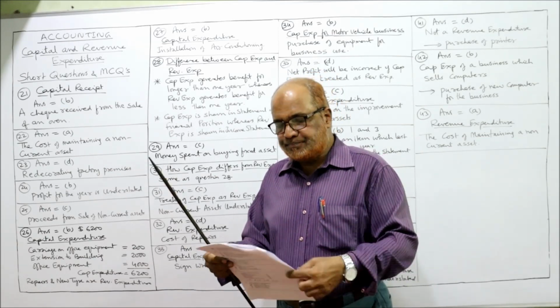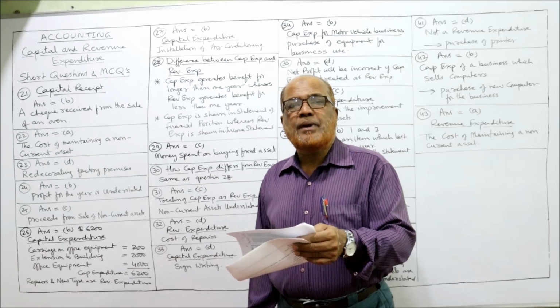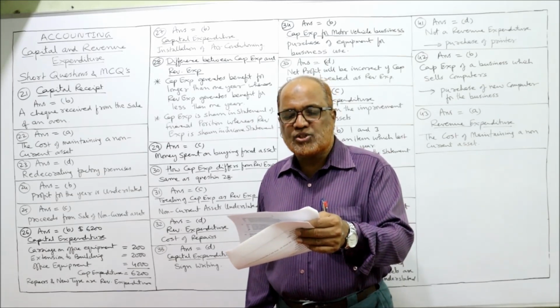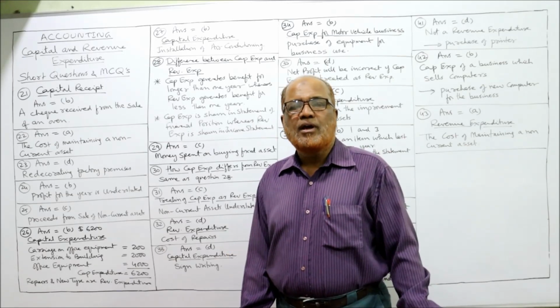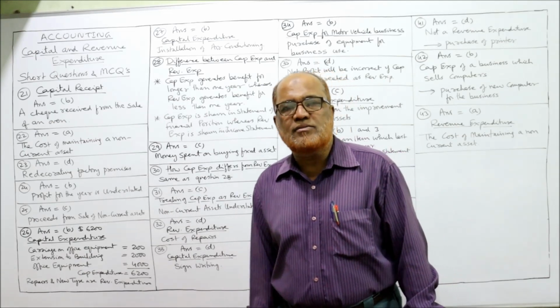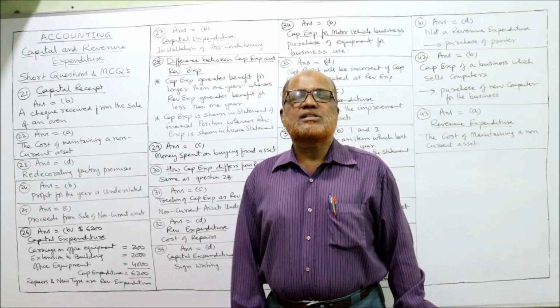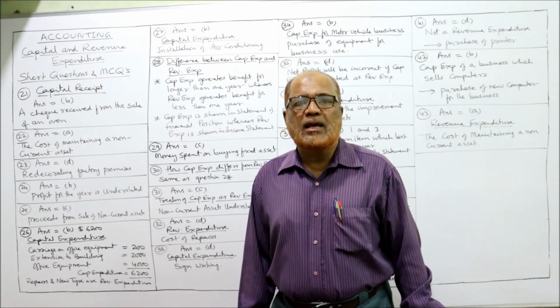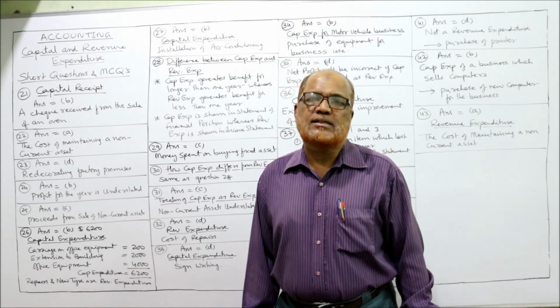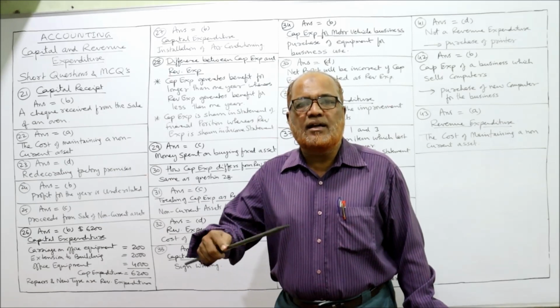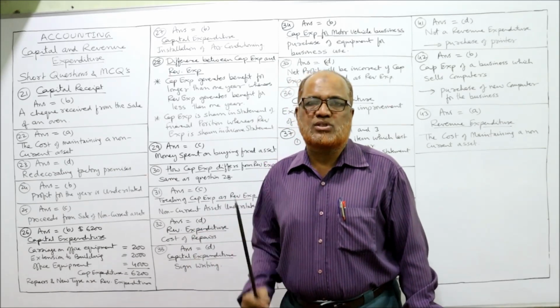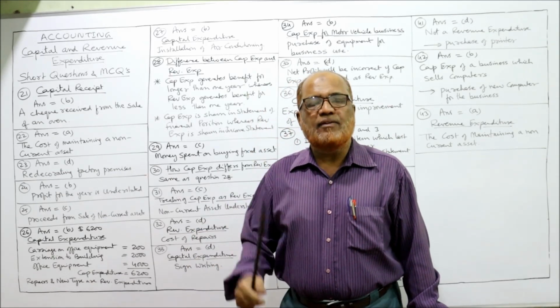Next, 28th. Explain one difference between capital expenditure and revenue expenditure. It is asking you only one difference. We can give many differences. First difference, capital expenditure is acquiring of non-current asset. Revenue expenditure are the day-to-day running expenses. First difference.